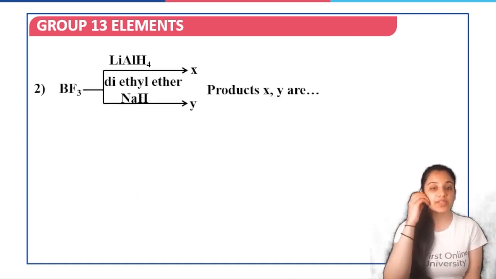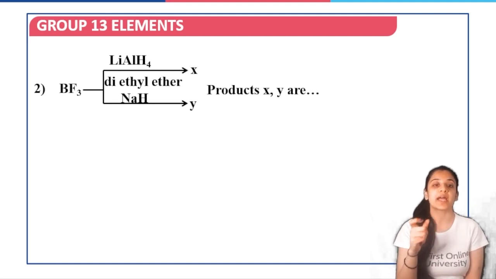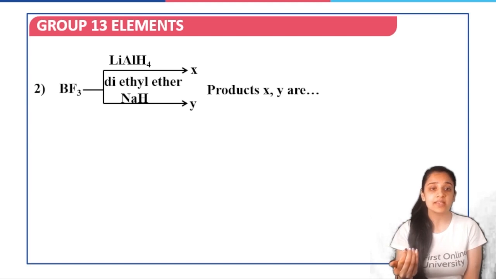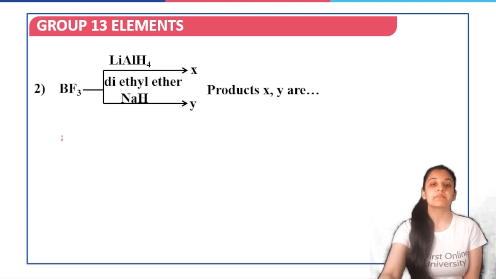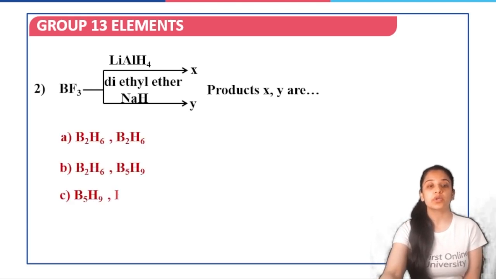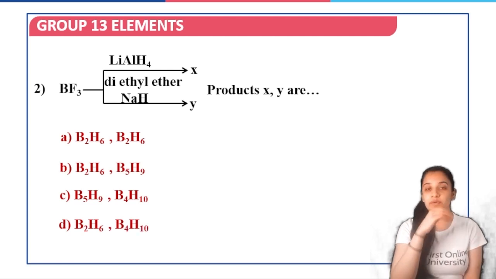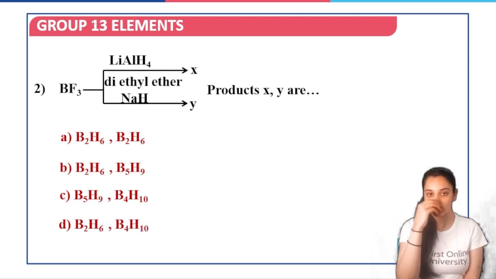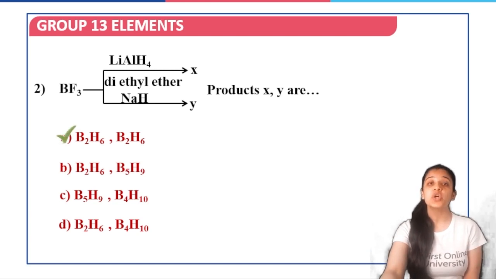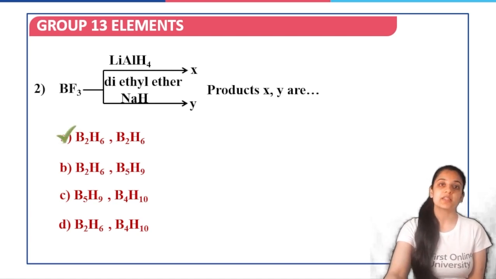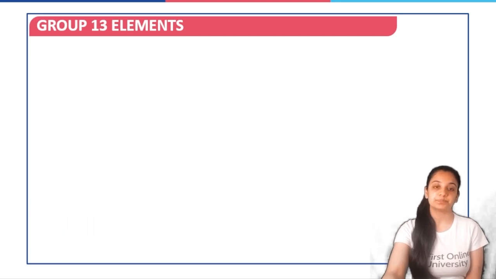Next, this is where you have to predict X and Y products. If BF3 is treated with lithium aluminum hydride in the presence of diethyl ether, that will give me a product X. And BF3 on treatment with sodium hydride is going to give me a product Y. Here we have to predict what the products X and Y are. We have already seen that with both these reagents, we are going to get diborane as the product. So option A is the correct answer, that is B2H6 and B2H6.